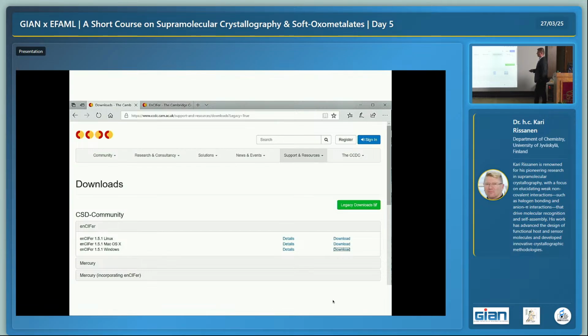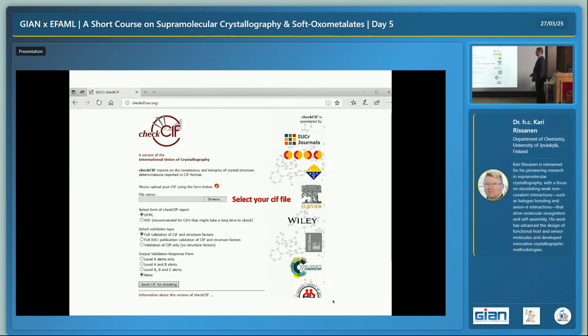So the point in there, here you can see this is the Chemistry database website, and you can see here that you can have our NC for Linux, Mac, go there. But the point is that when we have everything done and we are happy with this, we have to do one final check, and this is a must nowadays, that no structure will be accepted anywhere if this is not done.